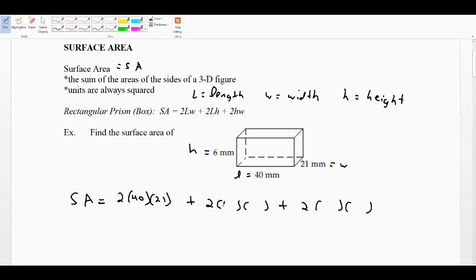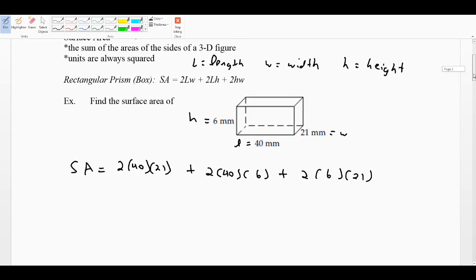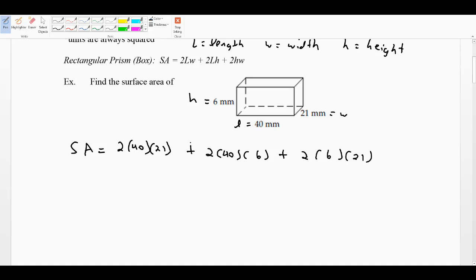L, I said, was 40. H is 6, and H, once again, is 6. And then W, we're using 21. So there's no mystery here. Just make sure you don't have the same thing twice, unless it's maybe a square-based box, something like that. But what I'm going to do is just do each one of these separately.